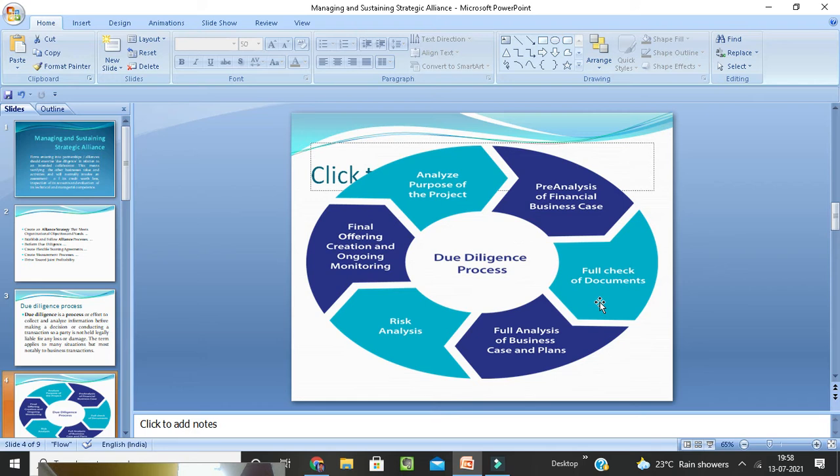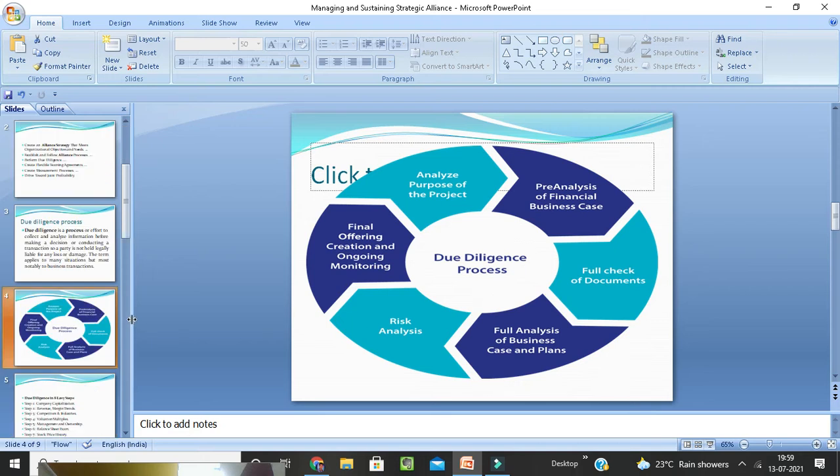Then monitoring each other, either in the financial term, marketing term, or invention, technically, human resource, R&D, whatever it may be. Then finally, they'll analyze the purpose of the project and they will finalize it. This is the process of due diligence.